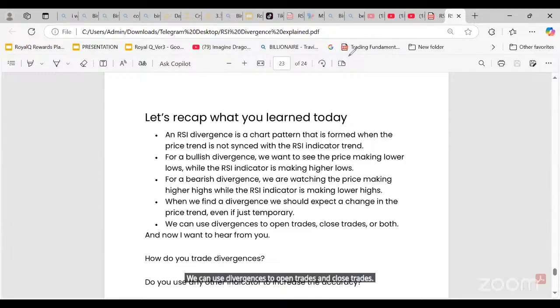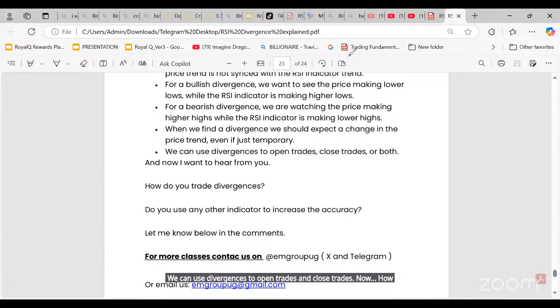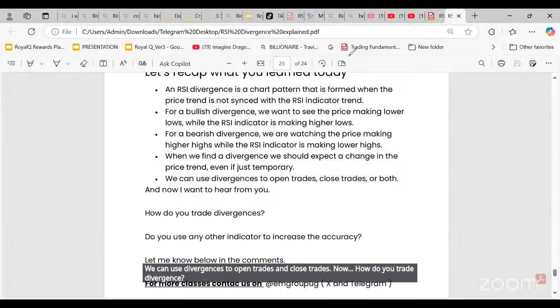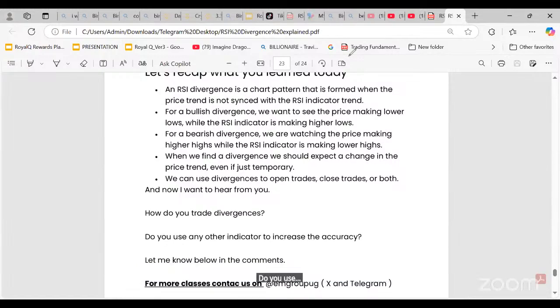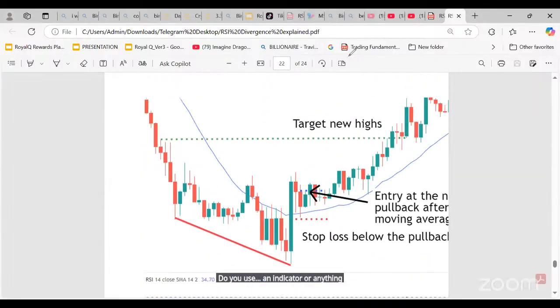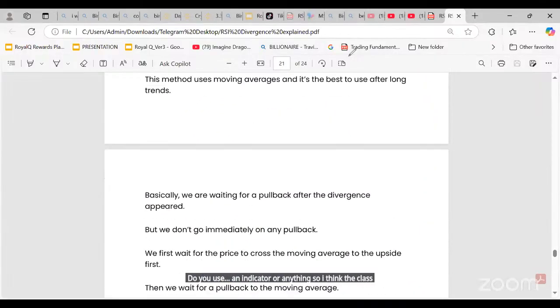Now, how do you trade divergence? Do you use an indicator or anything? So I think the class has ended.